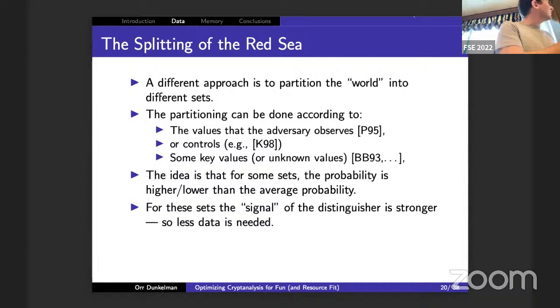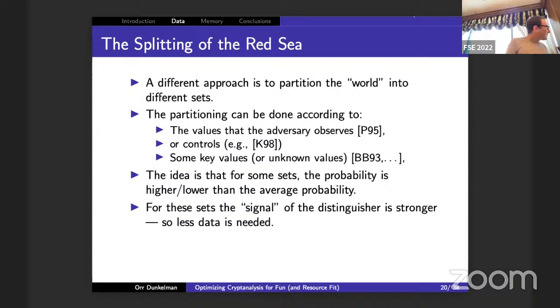This is very popular in attacks on authenticated encryption, especially against schemes where you introduce some difference and then try to see what happens, what's the bias of the differential-linear approximation that you get there. And the idea is that there are sets for which indeed the probabilities are different. Now, usually we don't like that because this is ruining our assumption. But as I said, if we know in advance, we can divide the world accordingly and use it.